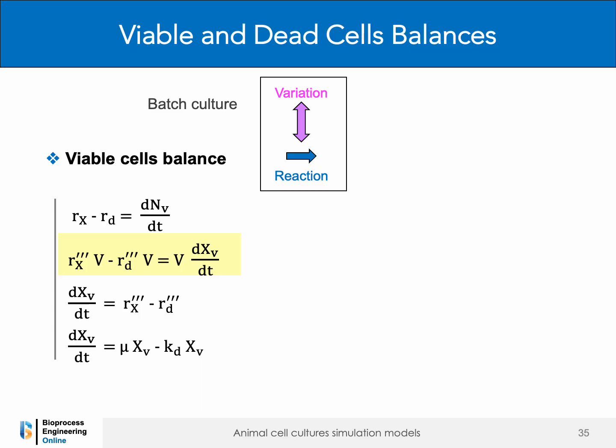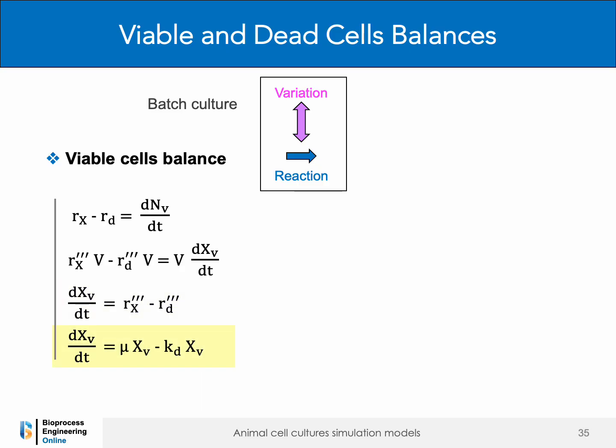Introducing the culture volume, V, and the corresponding volumetric rates, the balance becomes volumetric growth rate, Rx third, V, minus volumetric cell death rate, Rd third, V equals V dXV over dt. Since the culture volume remains constant during the batch process, we can divide by V, giving the differential equation for the viable cell concentration, dXV over dt equals Rx third minus Rd third.